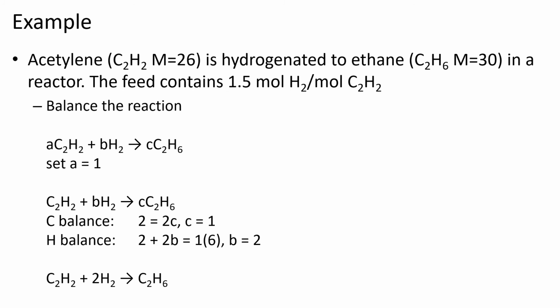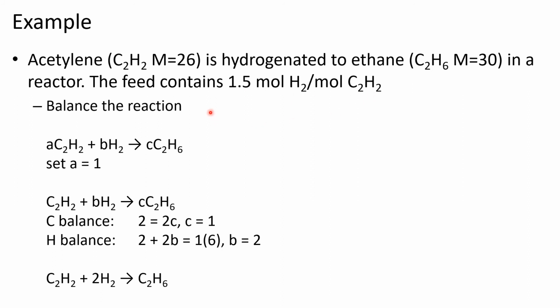We're going to conclude this lecture with an example in which we go through a series of calculations for a chemical reaction, involving balancing the equation through determining the limiting reactant. The problem we're going to look at is one in which acetylene, which is C2H2 with a molecular weight of 26, is hydrogenated to ethane, C2H6, molecular weight of 30, in a reactor. And we're told the feed contains 1.5 moles of hydrogen per mole of acetylene.